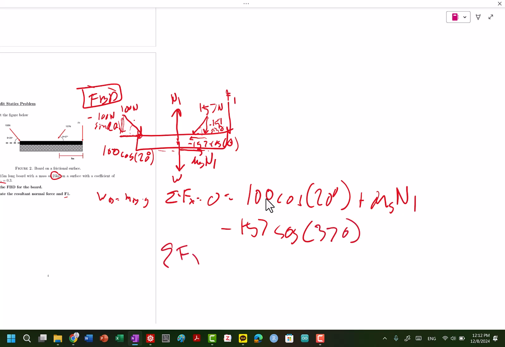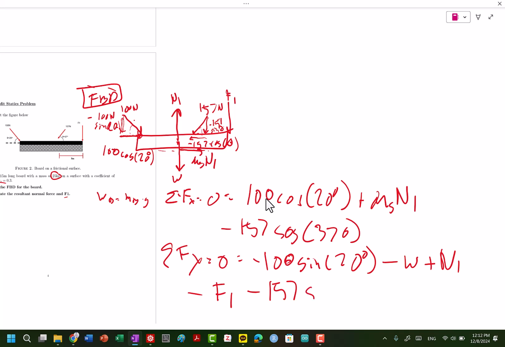The sum of the forces in my y must be equal to 0. Those forces are going to be minus 100 times sine of 20 degrees. Then I will also have a minus weight, a plus n1, and then I'll also have a minus f1. And then finally, I'm also going to have a minus 157 times sine of 37 degrees.